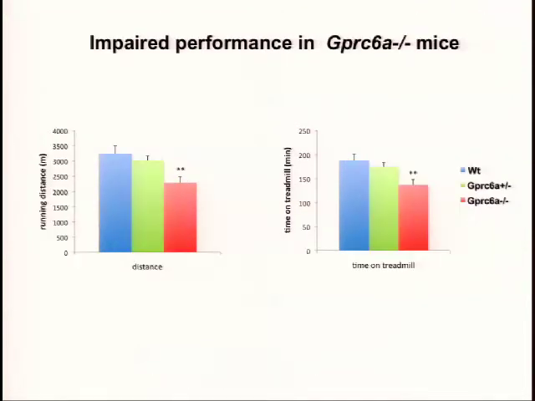So this phenotype is GPRC6A mediated. Again, we don't have a cell-specific knockout. But if we look at mice that lack GPRC6A in all cells, what we see is a decrease in running distance on the treadmill that phenocopies, almost completely, what we saw in absence of osteocalcin.